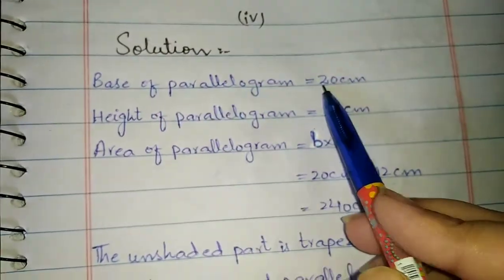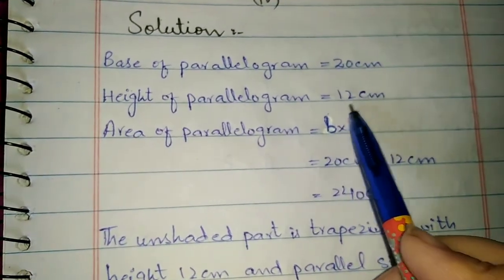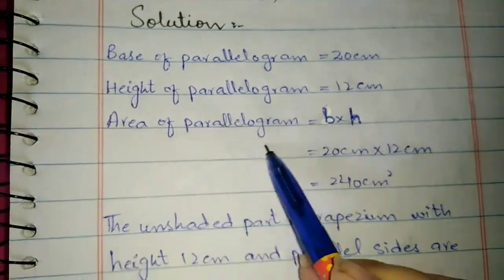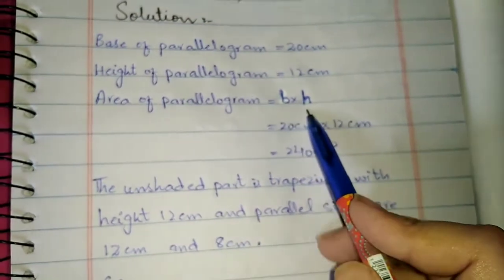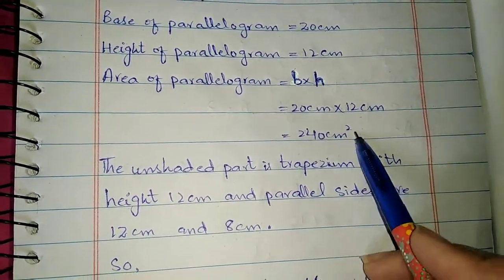So the base of the parallelogram is given in the question as 20 centimeter and the height of the parallelogram is given as 12 centimeter. And as we know that the area of a parallelogram is equal to base multiplied by height. So 20 centimeter into 12 centimeter is equal to 240 centimeter square.